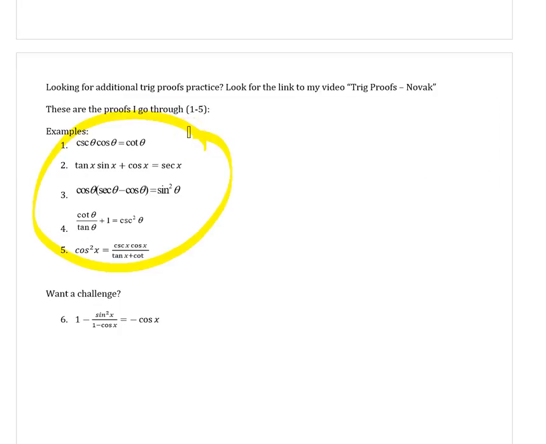So you can freeze this frame, copy them down in a notebook, try them, and then watch the video and make sure you got it. If you want a challenge, this is a pretty interesting one. So give that a whirl. I'll do that at the end of this video because this one is not in the Trig Proofs Novak video. All right, so here we go.